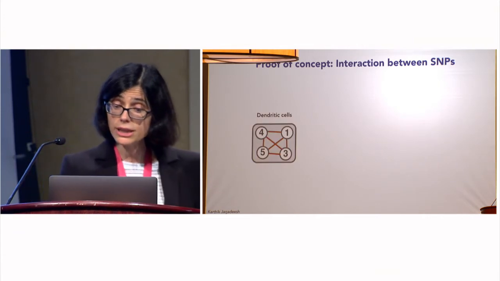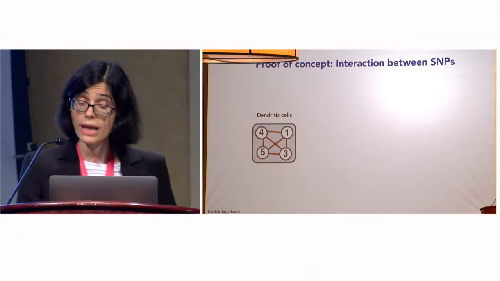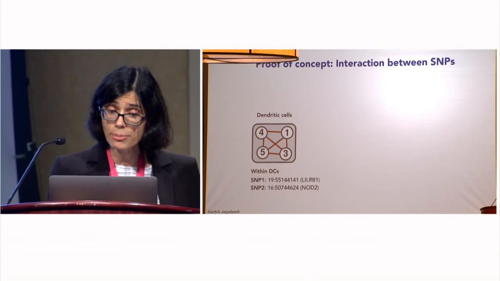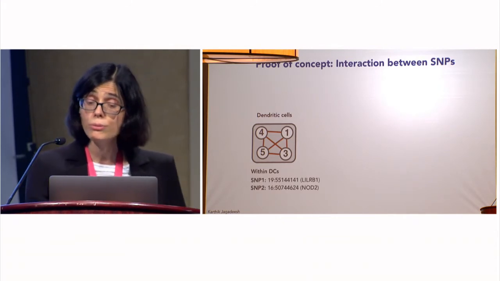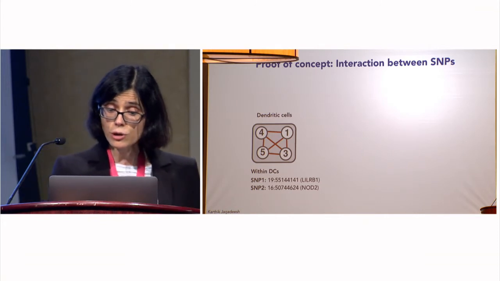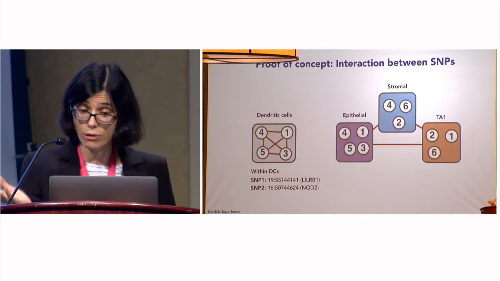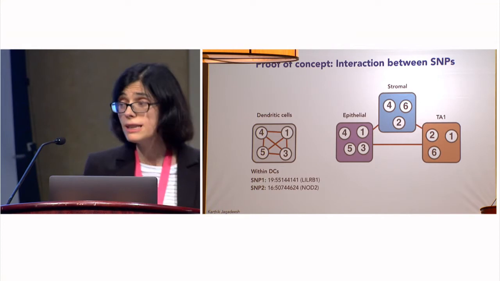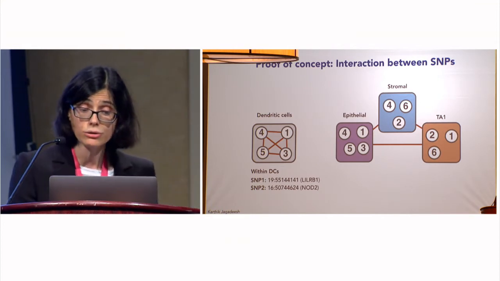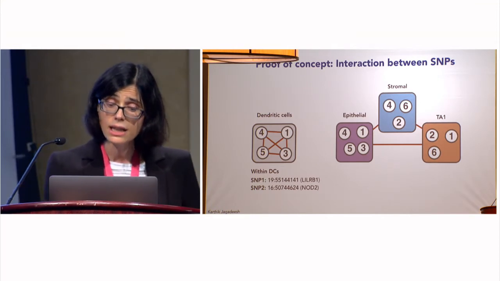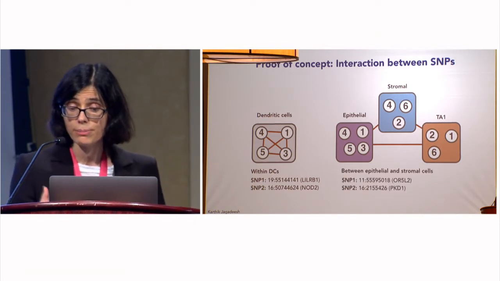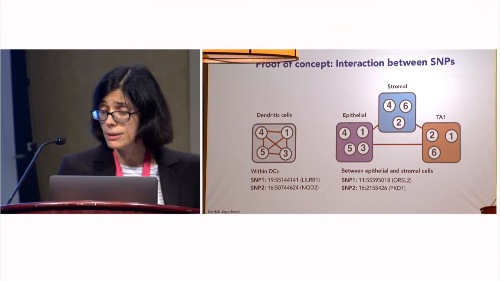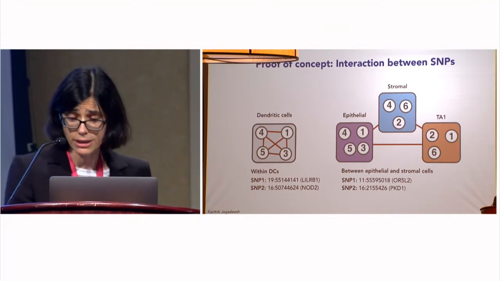Then we can also look at genetic interactions, and we can explore this in two different ways. In one way, we take genes within the same module, and we ask, do they interact with each other? And for example, we can find an interaction between LAL-RB1 and NOD2, both in dendritic cells. It's more difficult if you want to look at interactions across the different modules. So we first identify modules that as a whole might interact with each other by their aggregate signal, and then we look at pairs of genes between them. And one example would be an interaction between epithelial and stromal cells, and specifically between OR5L2 and PKD1.